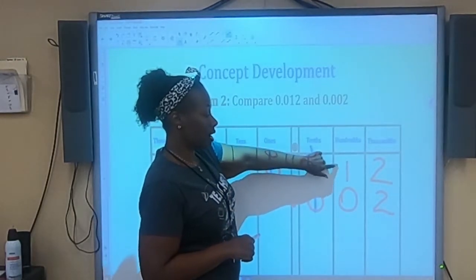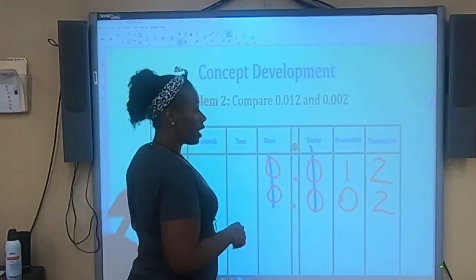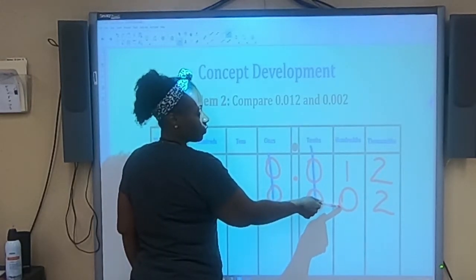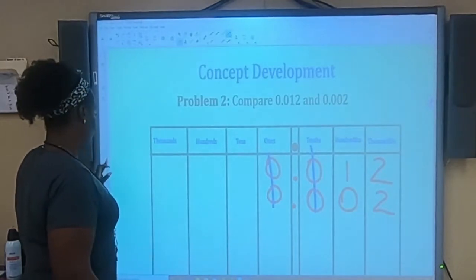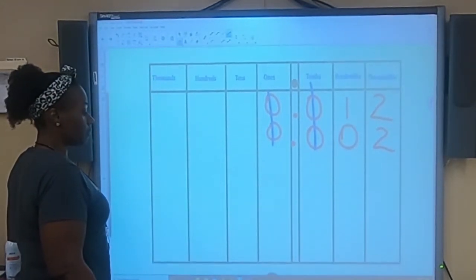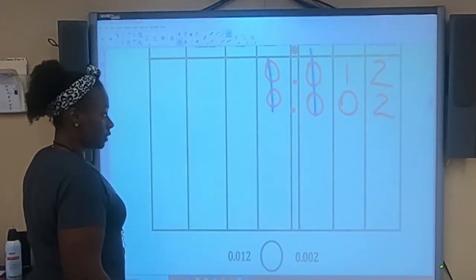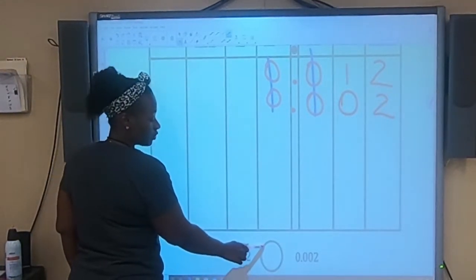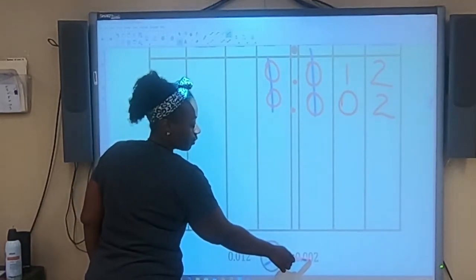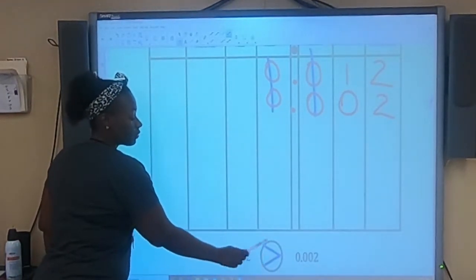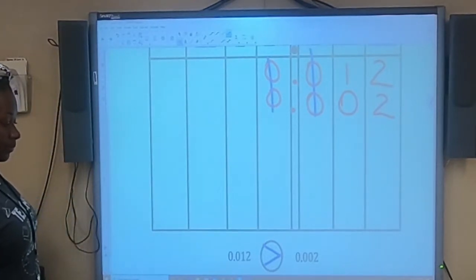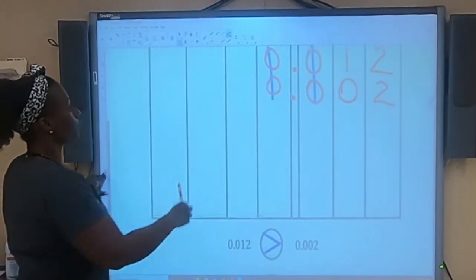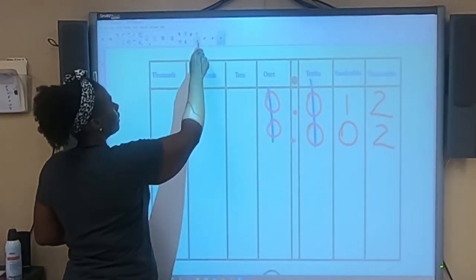Remember, we start at the top and read down. I know that 1 hundredth is greater than 0 hundredths. So now here I have my problem set up already. And I know that 1 in the hundredths place is greater than 0 in the hundredths place. So there's my symbol. Okay. Let's try another one with the place value chart.